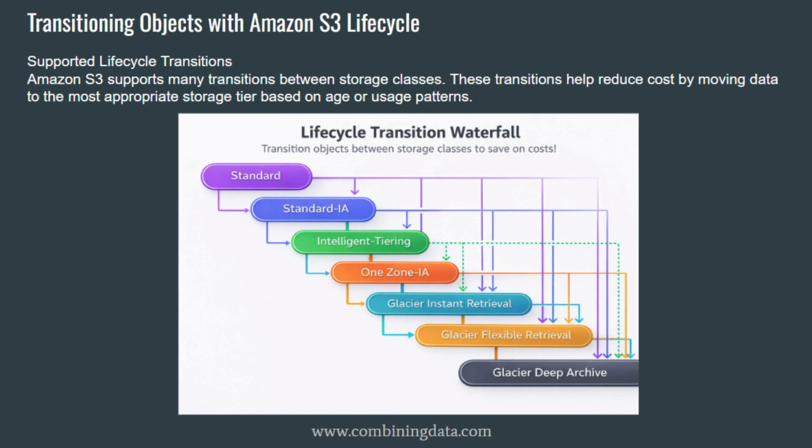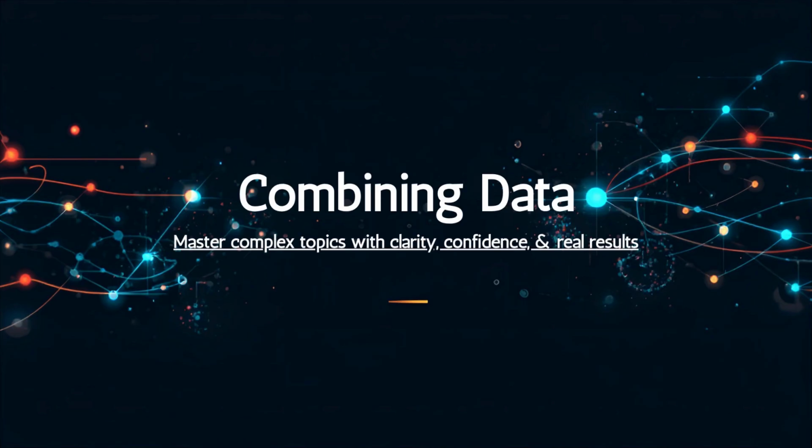And finally, when access patterns are unknown, S3 Intelligent-Tiering is the safest and smartest choice because AWS handles the transitions for you.